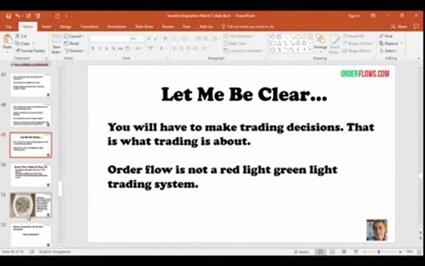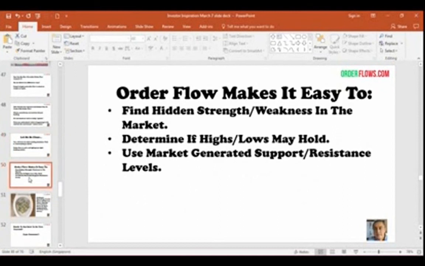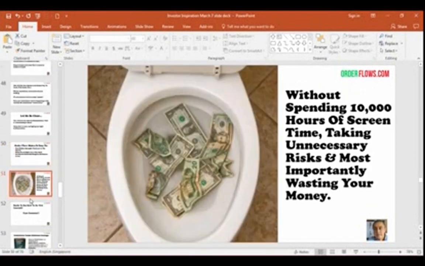But let me be clear: you have to make trading decisions. That's what trading's about. Order flow is not a red light, green light system. At the end of the day, you have to make the trading decisions. But I do think order flow makes it very easy to find hidden strength or weaknesses in the market, determine if highs or lows may hold, and use market-generated support or resistance levels that you're only going to get with order flow.